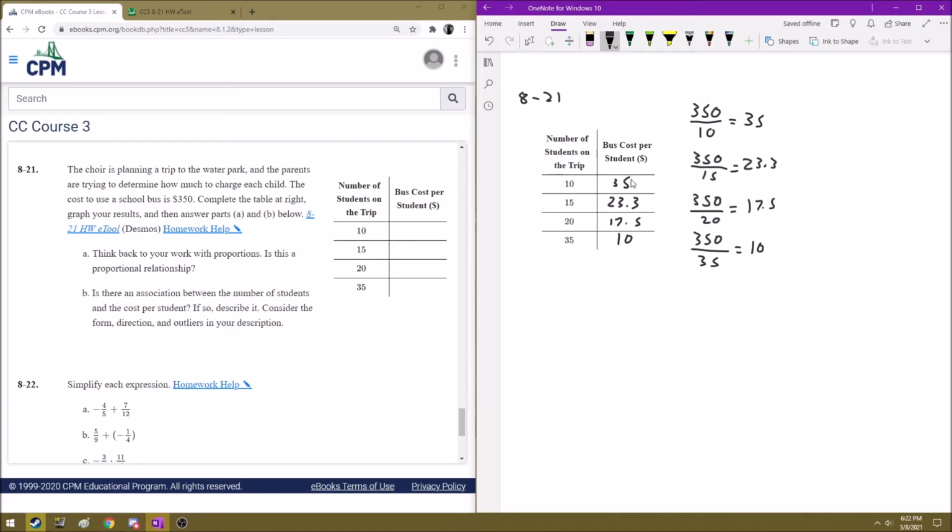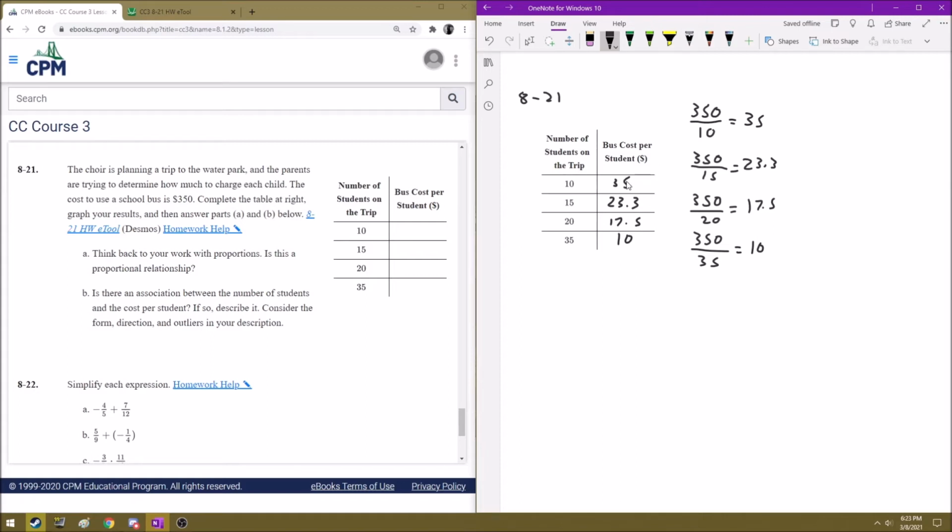All right, so now we filled in the table. We found how much we'd have to charge each student to cover the cost of $350 in each of these 4 situations. All right, now part A asks us to think back to our work with proportions and proportional relationships. And does this look like a proportional relationship?